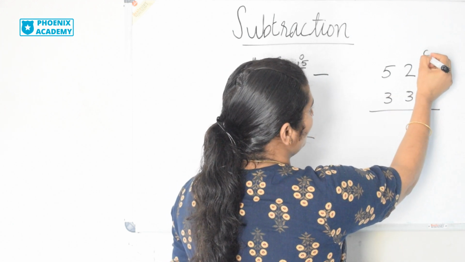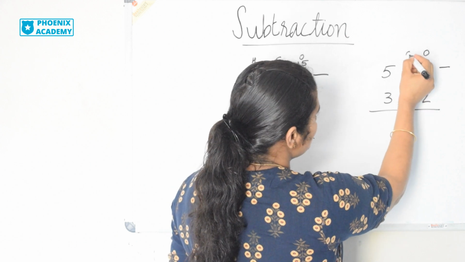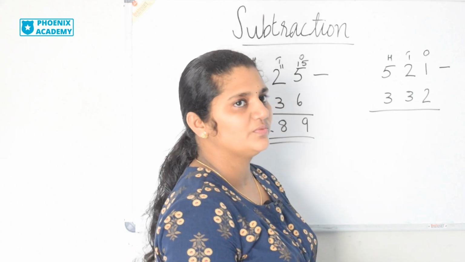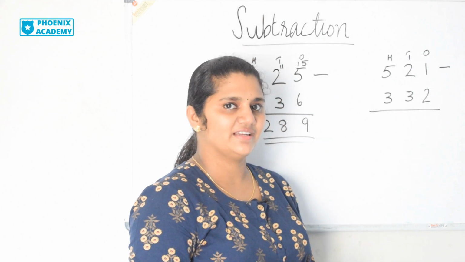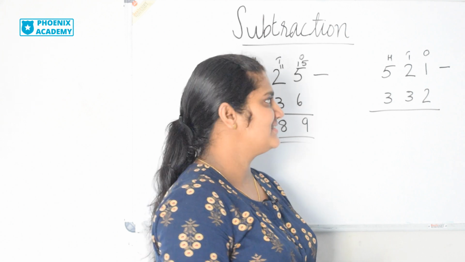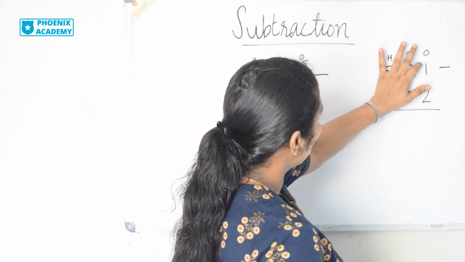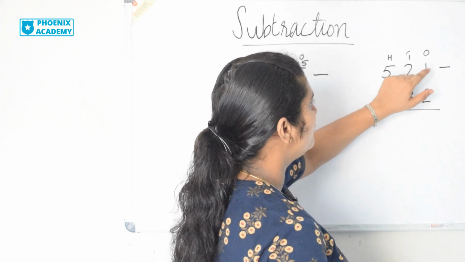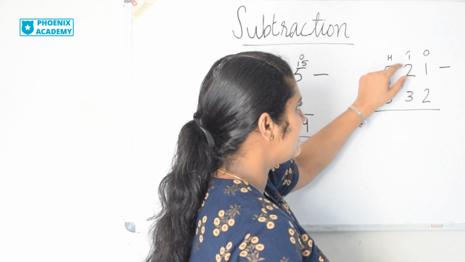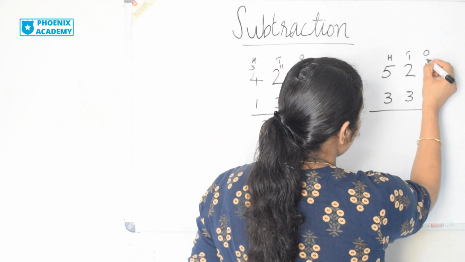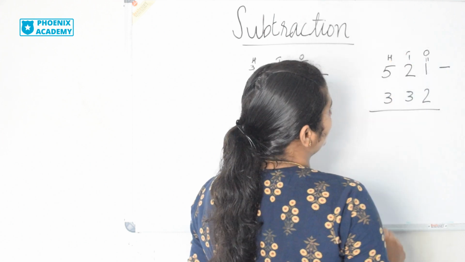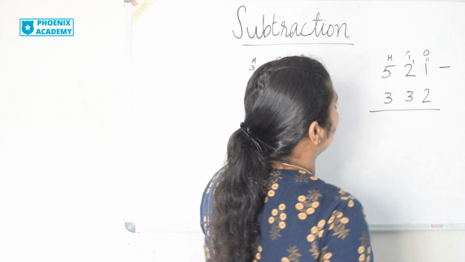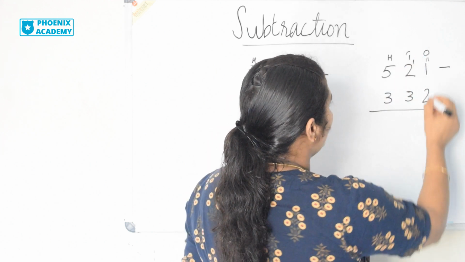521 is 1 ones, 2 tens and 5 hundreds. 332 is 2 ones, 3 tens and 3 hundreds. Let's subtract. 1 minus 2. Since 2 is a bigger number, here also we need to borrow 1 from tens place. So this 1 becomes 11. This 2 becomes 1. Now let's subtract ones. 11 minus 2.